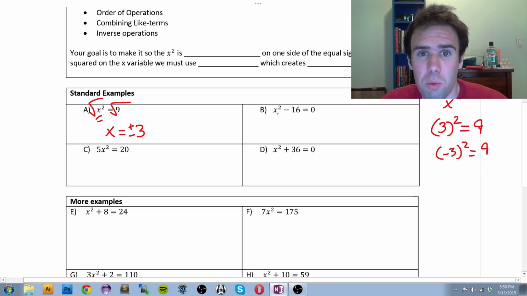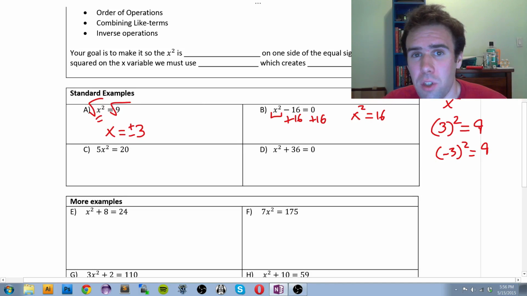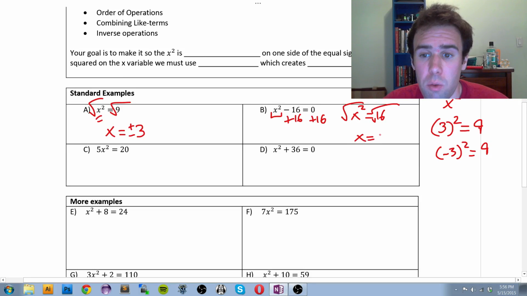So let's take a look at this one right here, B. You'll notice the x squared isn't by itself yet. We have this minus 16 here to undo. Well, I'll move it to the other side with our addition operation. And now we notice it has transformed into problem A, where all we need to do is take the square root of both sides and realize that positive and negative 4 would both be appropriate solutions to the problem. Because again, if you square a positive, you'll still get a positive, and if you square a negative, it again returns a positive.